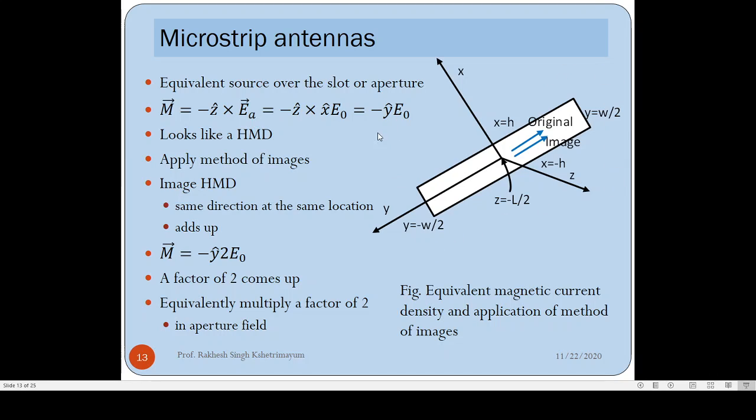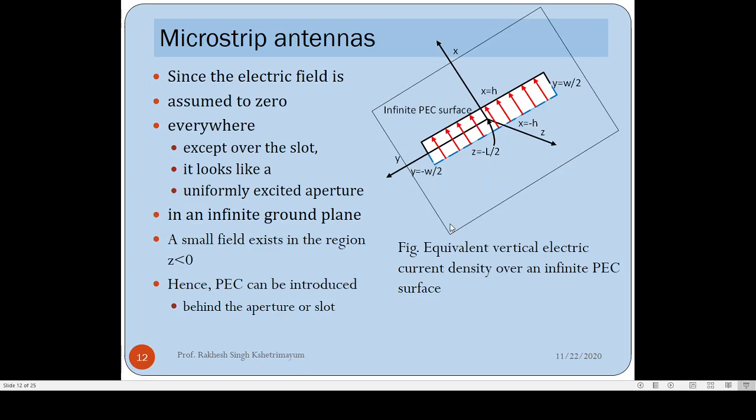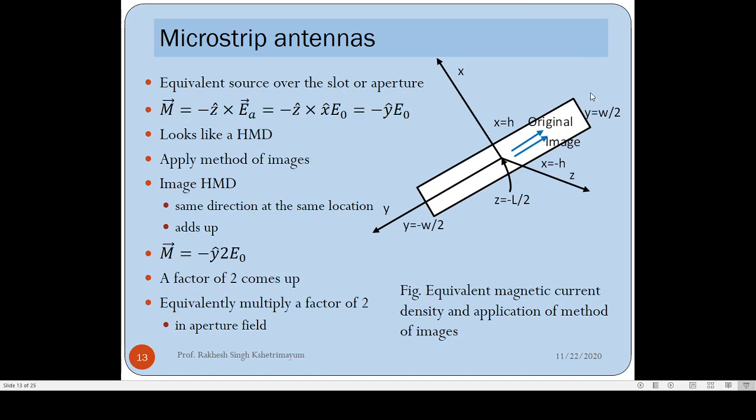So if I replace that PEC surface, this infinite PEC surface you have here, and I remove that PEC surface and apply the method of images, then in order to satisfy the boundary condition of the original problem, I should have an image, and this looks like a horizontal magnetic dipole. A horizontal magnetic dipole image will be along the same direction, and they are actually located at the same location. I have shown it slightly displaced for easier visualization. So they are at the same place, same direction, same amplitude.